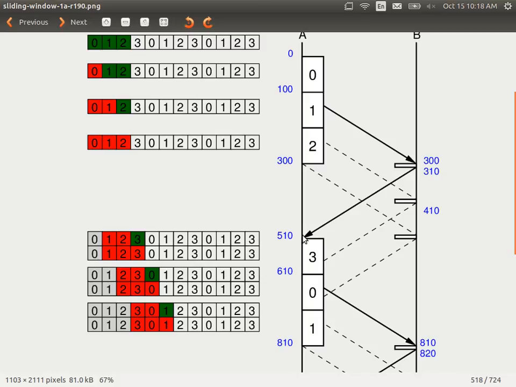Can we improve the efficiency even further? How? Send four frames. Let's limit A to sending four frames, and you would see the fourth one would finish at 400. We'd wait for 110 time units before the first ACK comes back. It's not quite the best case. What if we send five frames? 100, 200, 300, 400, 500. Then wait for just 10 time units for the first ACK to come back. We can do better. Send six frames.